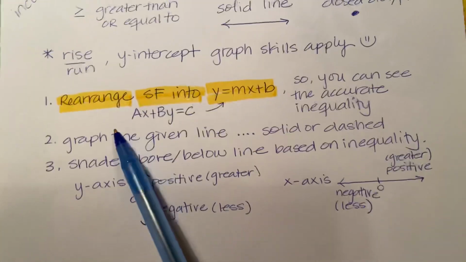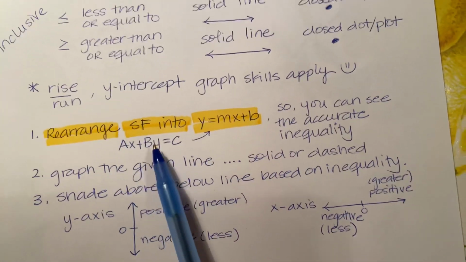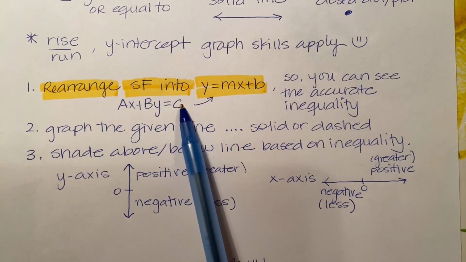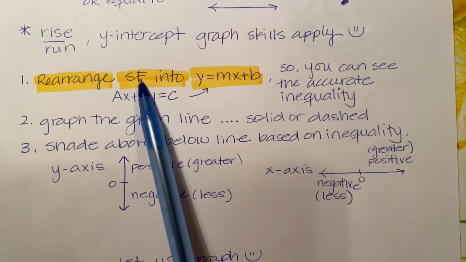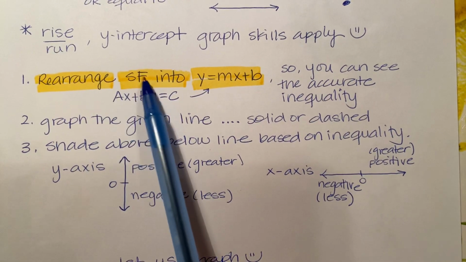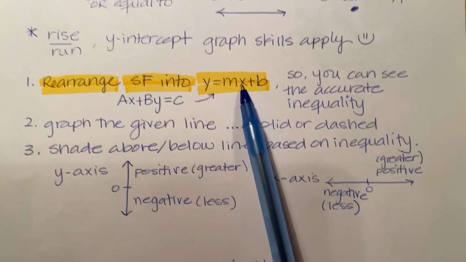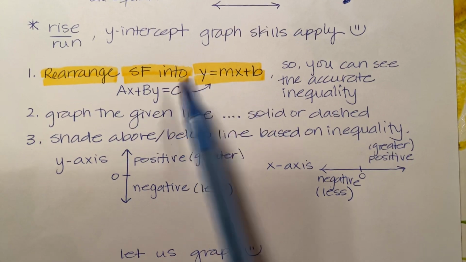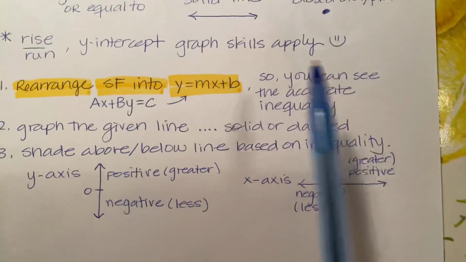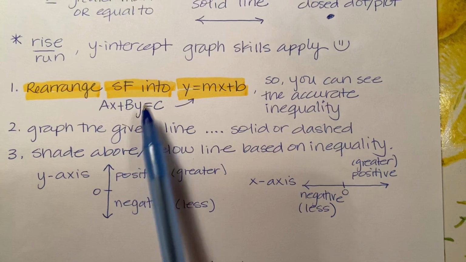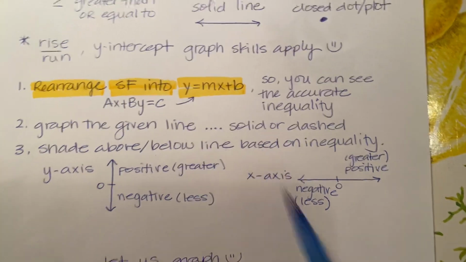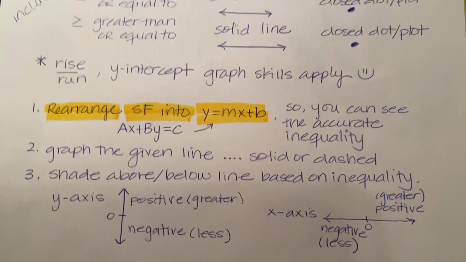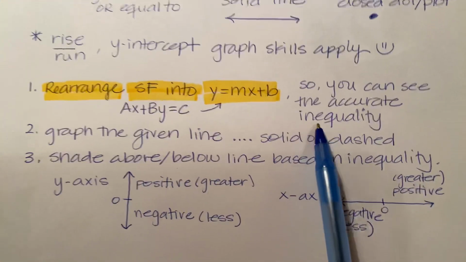If for some reason we're given standard form of the inequality, ax plus by equals c, the constant, we're going to rearrange standard form, SF, into slope-intercept form, which is y equals mx plus b. Of course, the equal is going to be an inequality. You're just so accustomed to seeing this that I kept the equal. The reason we take standard form into slope-intercept form is so that you can make sure you see the accuracy of the inequality, whether it is greater than, less than, and so forth.